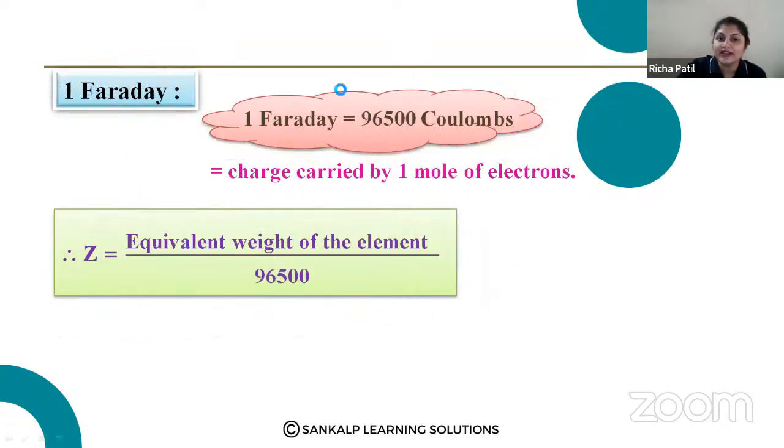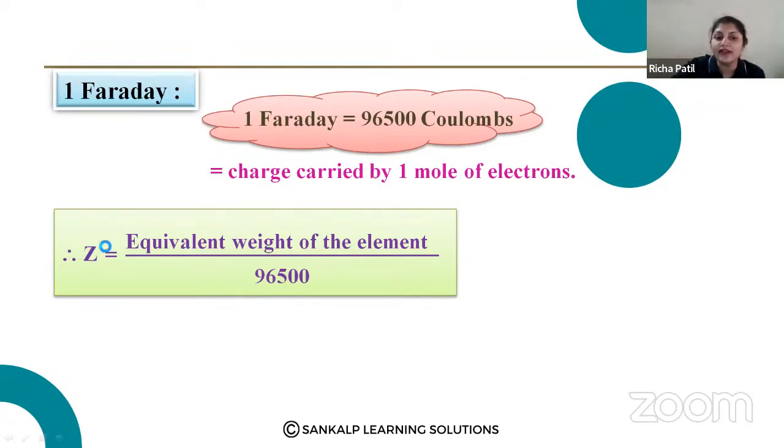For 1 Faraday, what is the value of 1 Faraday? 1 Faraday is 96,500 coulombs. That is the charge which is carried by 1 mole of electrons.